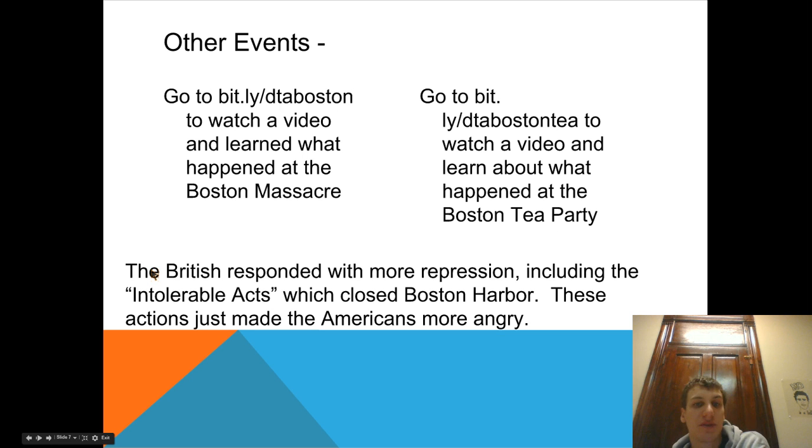The British responded to these protests, to the boycotts, and to the Boston Tea Party by passing laws called the Intolerable Acts or the Coercive Acts, which were trying to force the Americans to do things that they wanted them to do. They were trying to force them to pay back for the tea that they'd thrown in the harbor. They were trying to force them to buy British goods. And instead of making the Americans agree with the British, that just made them more and more angry.